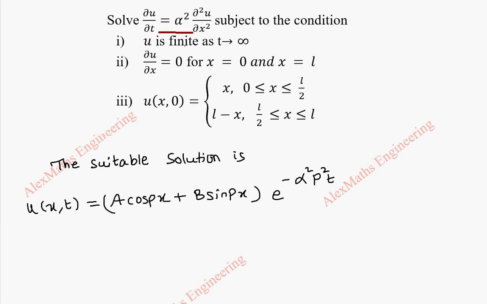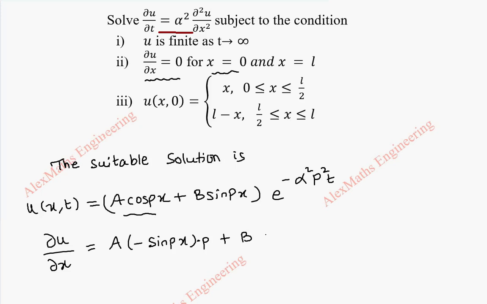And our first condition is u is finite as t tends to infinity. Then we have ∂u/∂x = 0 for x = 0 as the condition. So we need its derivative. If I find the derivative with respect to x, we do a partial derivative with respect to x and t is treated as a constant. So this derivative is A into −sin px into p plus B cos px into p, and this is a constant we keep as it is.